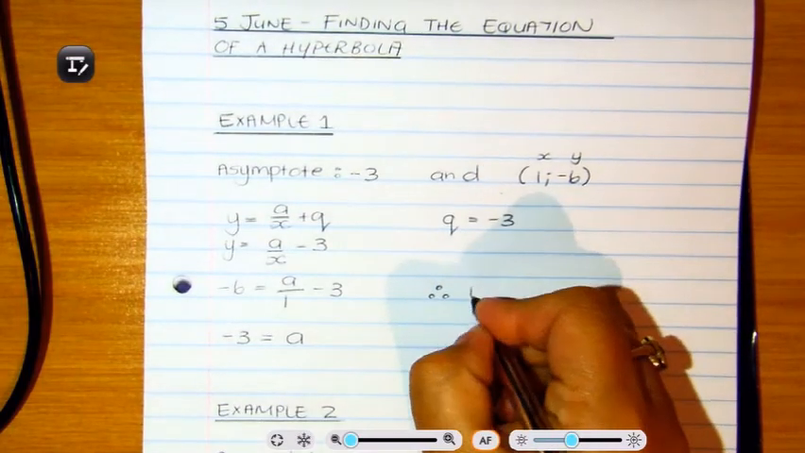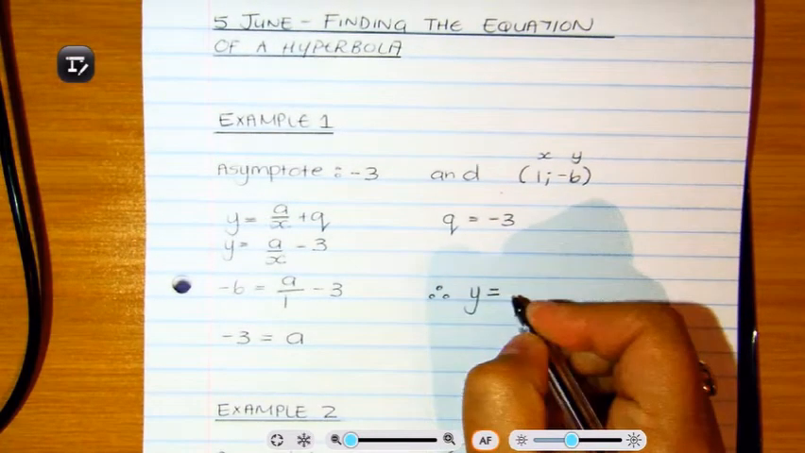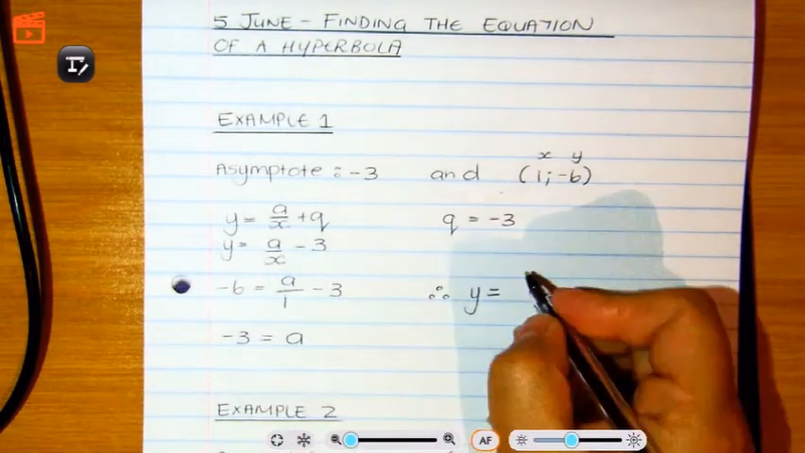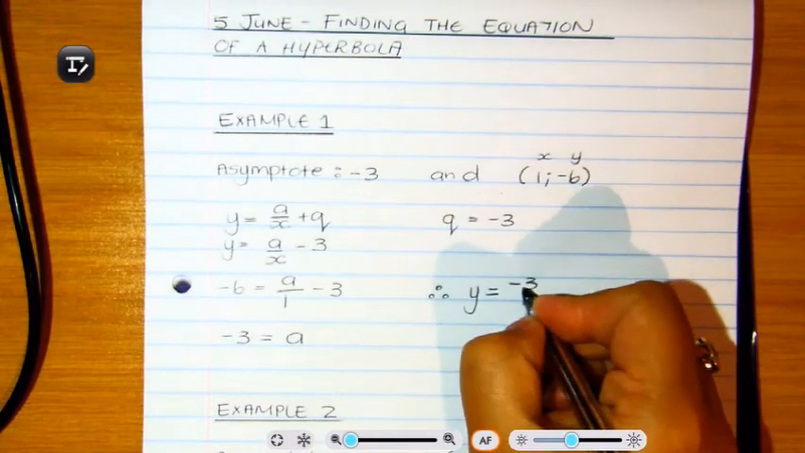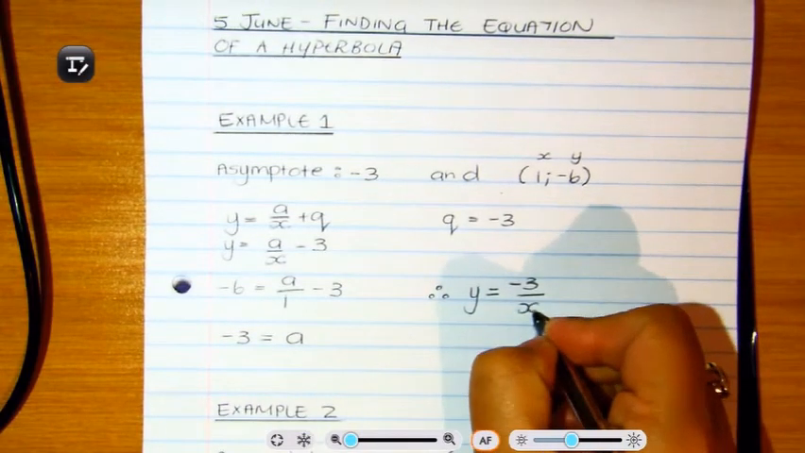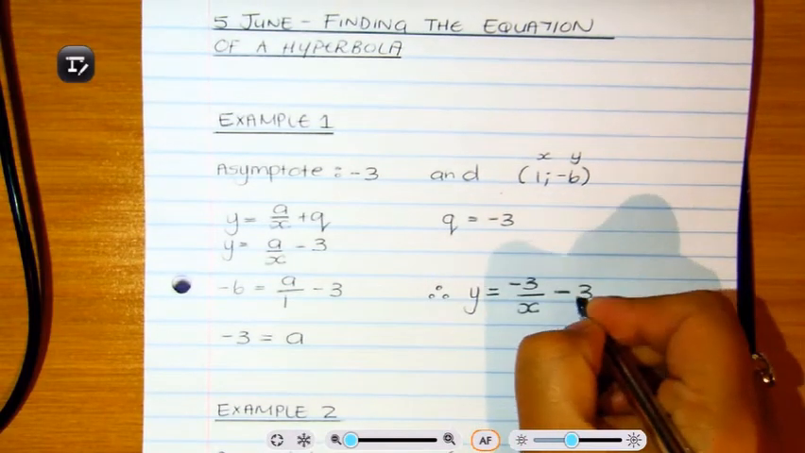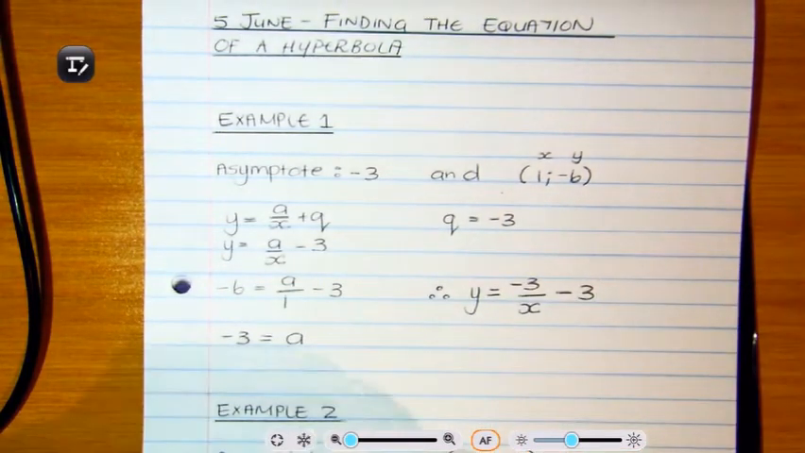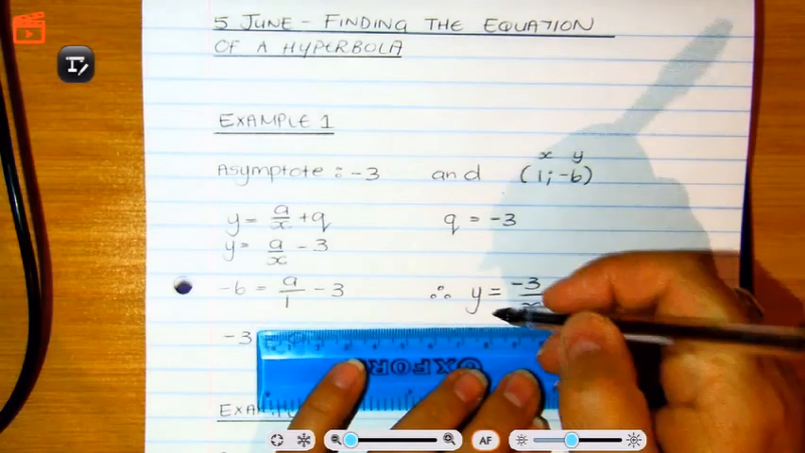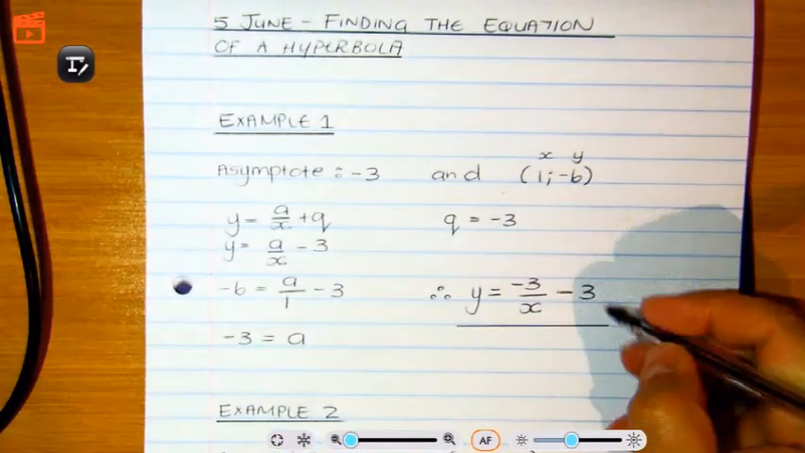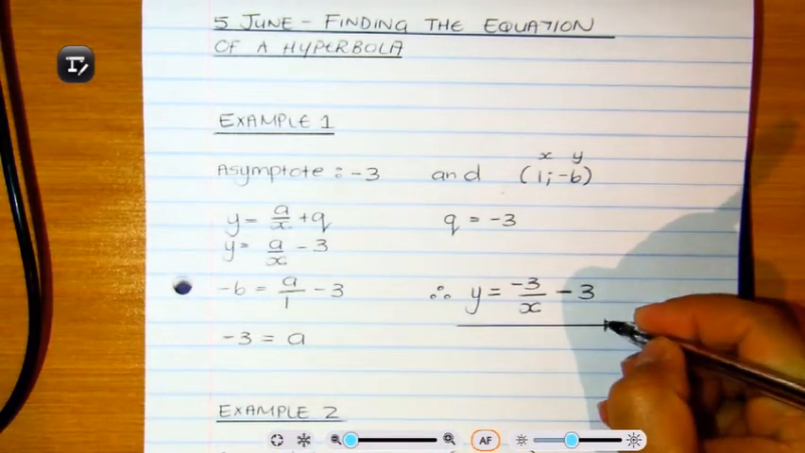So I'm going to say y is equal to, instead of a, I'm going to write negative 3 over x, and instead of q, I'm going to write minus 3. And that's the standard form. And there I have found the equation of my hyperbola.